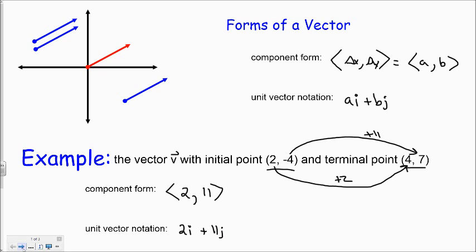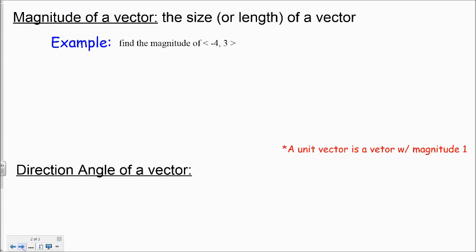Now, since we said that a vector has both a magnitude and direction, there are two other things that are related to vectors that we can find given its component or unit vector notation form. The magnitude of the vector is basically just the size or the length that the vector is. It gets represented with a double absolute value symbol.